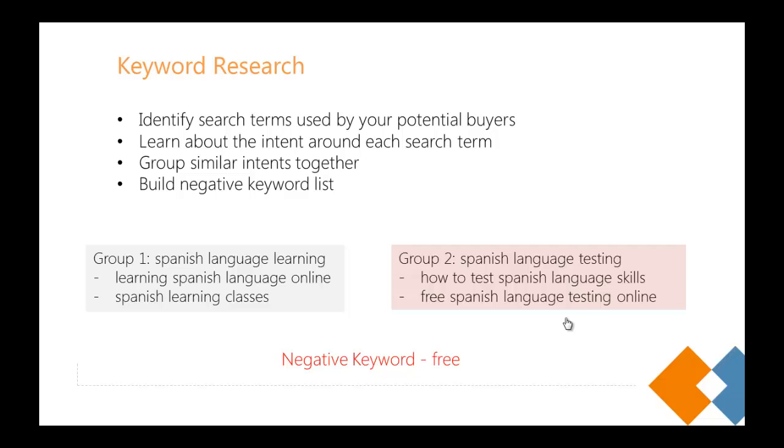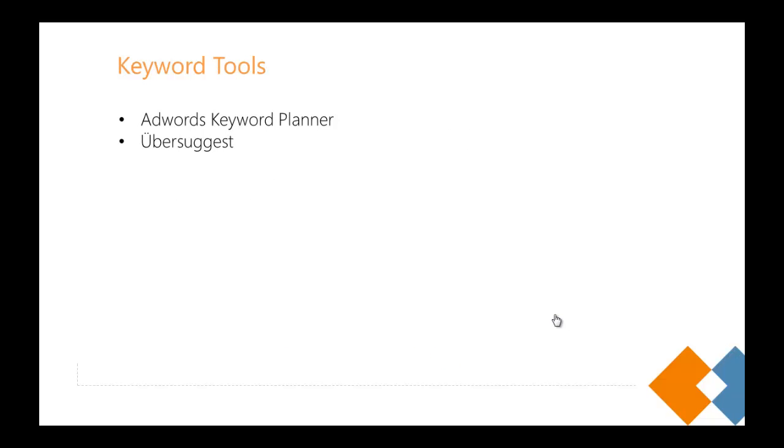So that you avoid paying for that. So let me quickly show you AdWords Keyword Planner. These are two tools I have marked here where you can do the research for keywords: AdWords Keyword Planner, which I'll quickly show, and Uber Suggest.